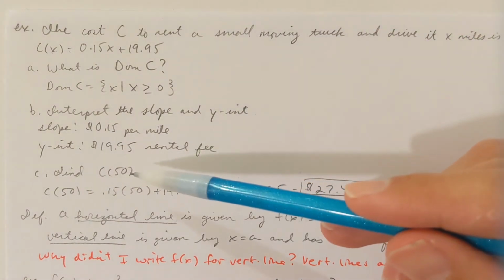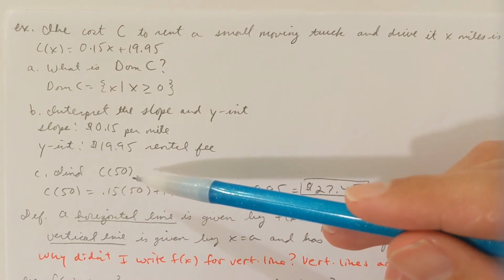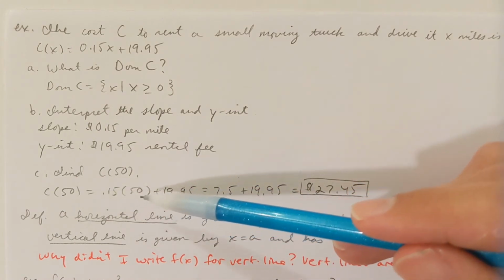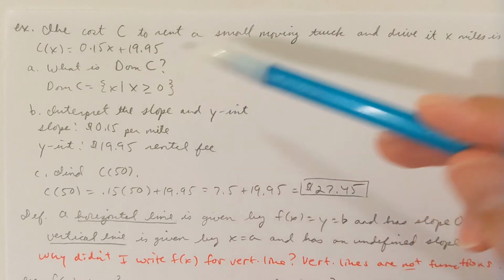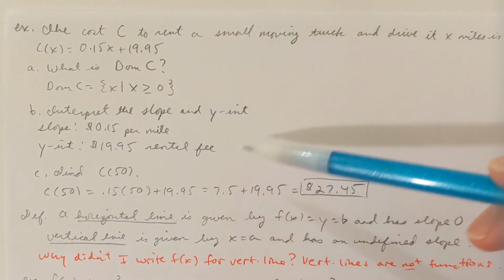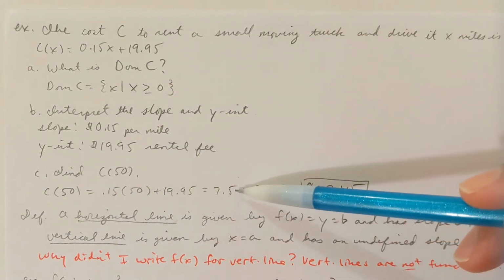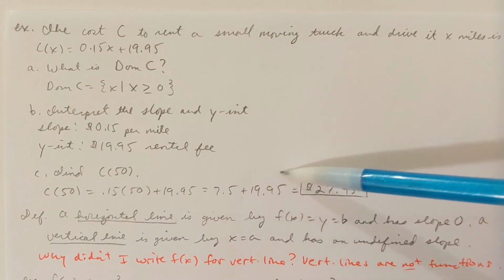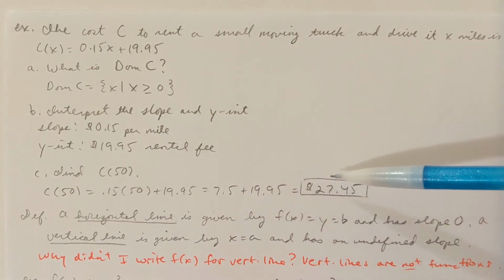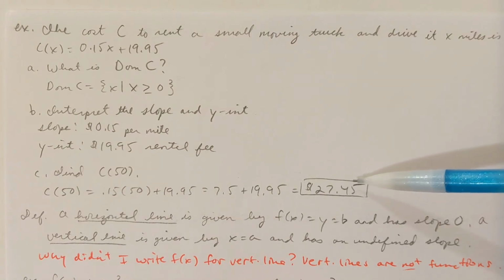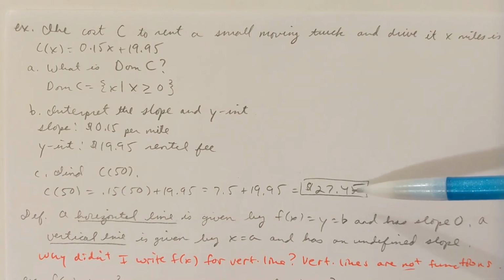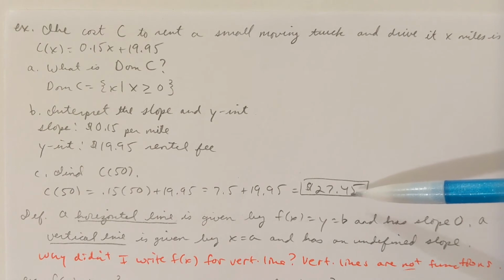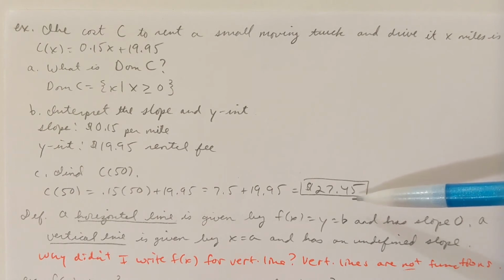So suppose that we want to find C of 50. Well, C of 50 means that I'd replace x with 50 and simplify. 0.15 times 50 is 7.5 plus 19.95. That gives me 27.45 as the cost that I would pay if I were to rent the truck and drive it 50 miles.